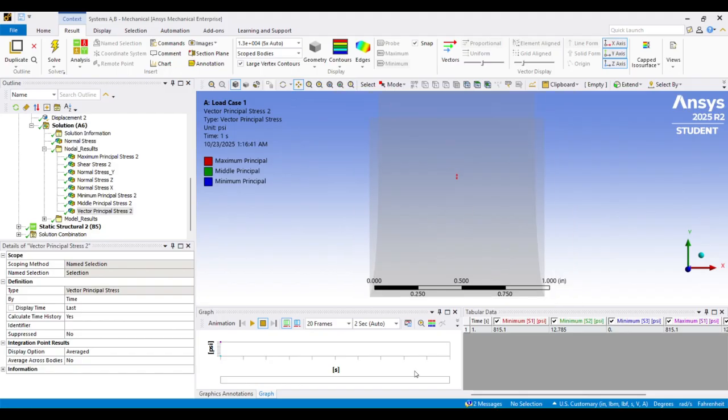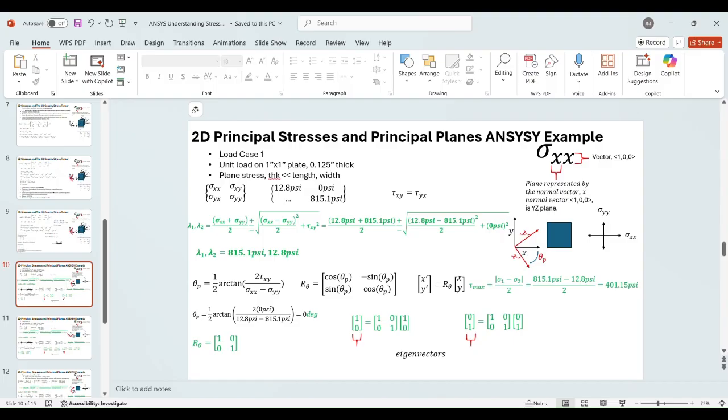Now we'll plug these values in. I've already done this, but I plugged the values from the ANSYS model into our 2D stress tensor matrix. The normal stress in the y direction is 815.1 psi, and the normal x stress was 12.8 psi. And I've calculated that the maximum principal stress is 815.1, and the minimum is 12.8. And the max shear stress is 401.15 psi.